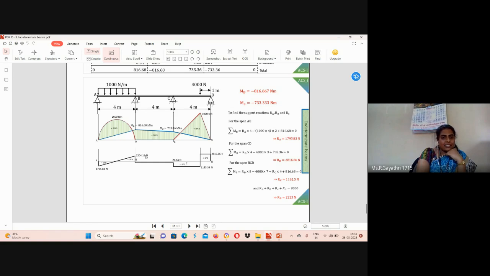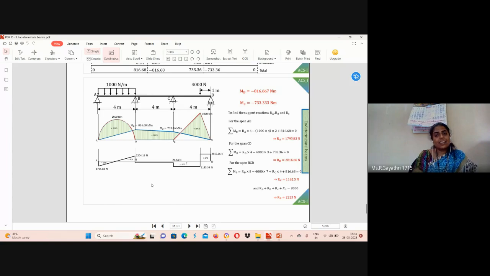shear force sign changes for simply supported case. So shear force at support A will be 2204.16 minus 1000 into 4. Value is minus 1795.83. We know RA value, that is positive, so we can move it in the upward direction to close this shear force diagram. Now it reaches 0. Okay, we can close this shear force diagram.